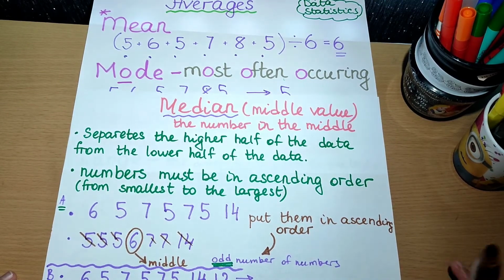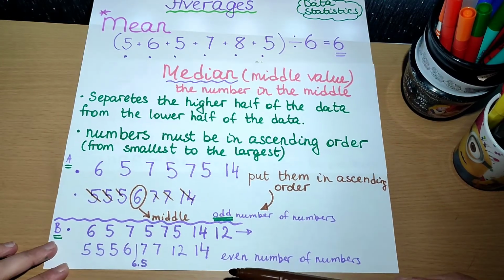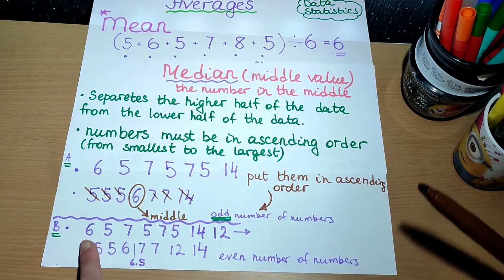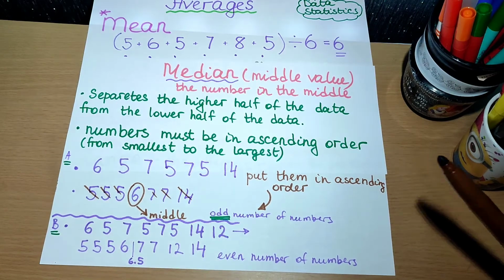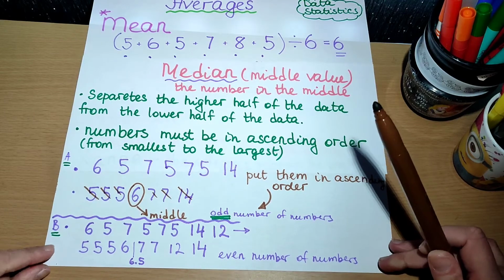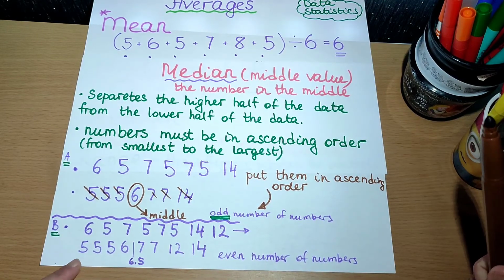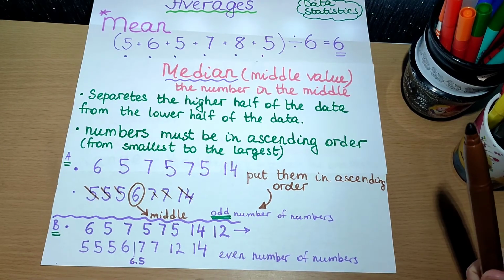What if we have an even number of numbers? Like in this case, how many numbers do we have? 1, 2, 3, 4, 5, 6, 7, 8 numbers. Well, we follow the same pattern. We put them all in order from smallest to the largest first, in ascending order. Okay, so I've done that.